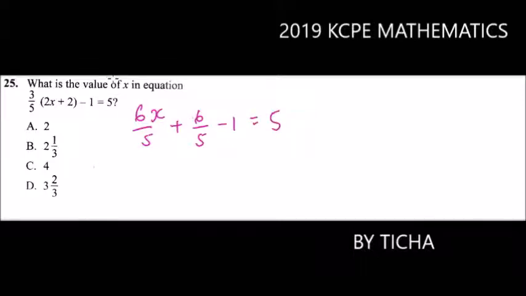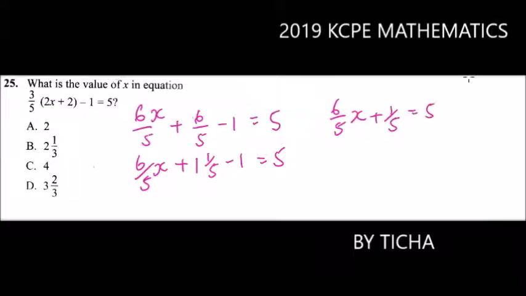So since you know this is 6/5x plus, this can be written as 1 and 1/5 minus 1 is equal to 5. So this will give you 6/5x. Then we have 1 and 1/5 minus 1 will give you plus 1/5 is equal to 5. Take 1/5 to the other side, it becomes negative. So 6/5x is equal to 5 minus 1/5, and that will give you 6/5.